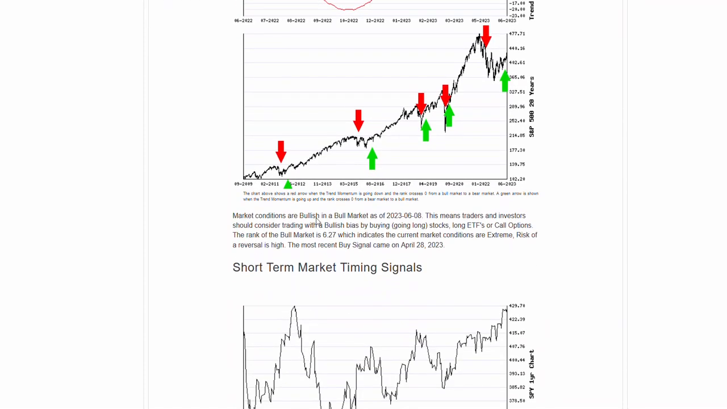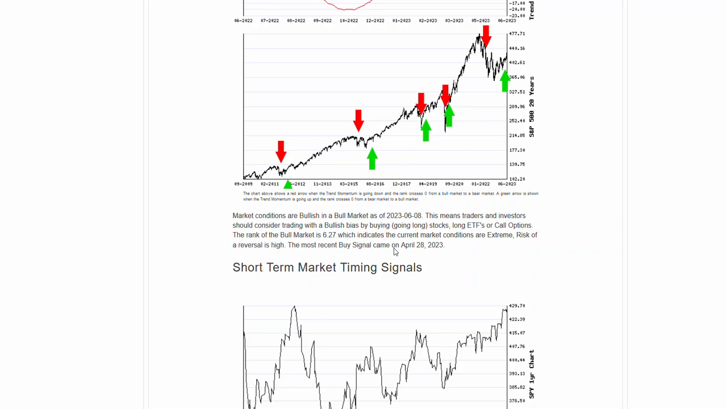Market conditions, bullish in a bull market. Again, what this means for traders and investors is consider trading with a bullish bias. That means buying stocks, going long. That's our current market environment. That's the current bias, focusing on the long direction.